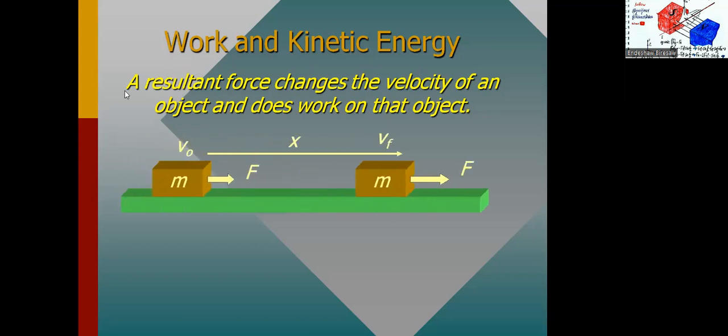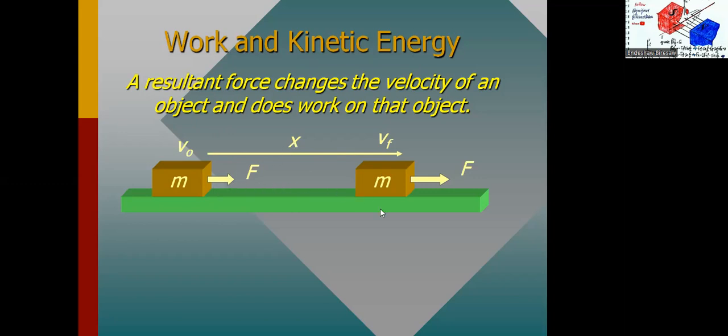As I told before, the resultant force can change the velocity of an object and does work on that object. The object initially moves without the force F applied, with an initial velocity v naught. After applying an external or resultant force F, the object gains a final velocity vf after a displacement of a distance x. Under this condition, the work done is equal to the force applied times the displacement x along the applied force.